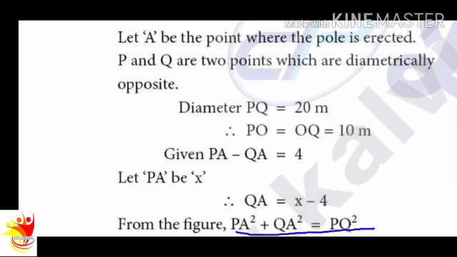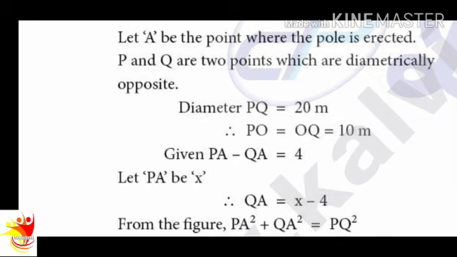From the figure, PA square plus QA square equal to PQ square. That is the Pythagoras theorem. The square of the hypotenuse is equal to the sum of the squares of the other two sides. The hypotenuse side is PQ square.